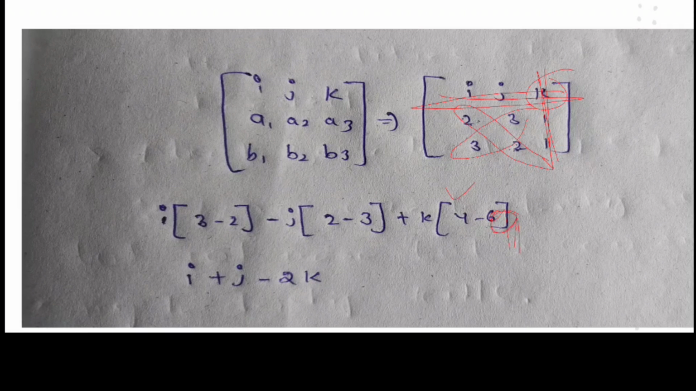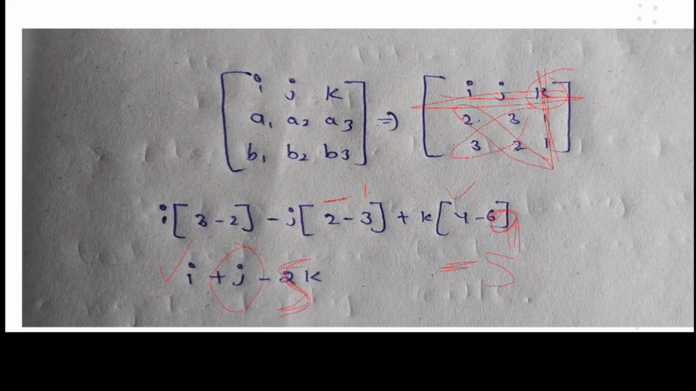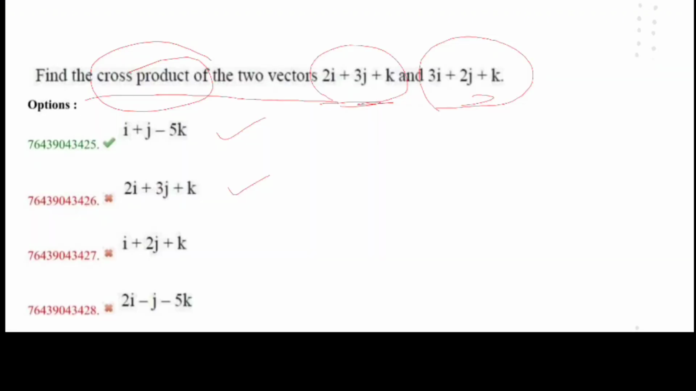Okay. Now calculate this value. 3 minus 2, 1. 1 into i. 2 minus 3, minus 1. Minus j into minus 1, plus j. Now this 4 minus 9 means minus 5. The value will be minus 5k. So here the answer is i plus j minus 5k. The option A is correct. Now let's see the next question.